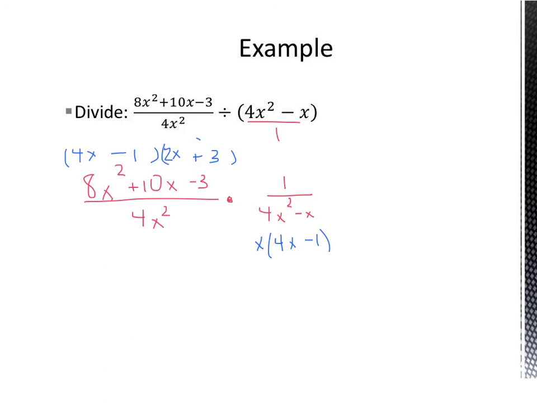Perfect. All right, so everything's factored, and then we're going to cross out the like factors, so the x's are gone. That looks to be it. So I think our answer is 2x plus 3 over 4x cubed.